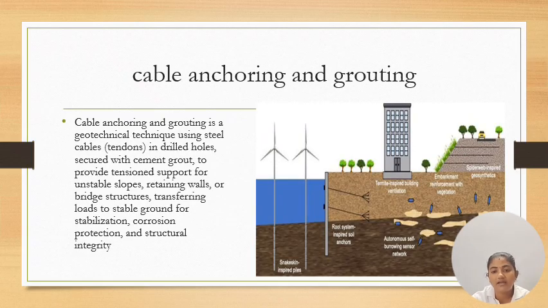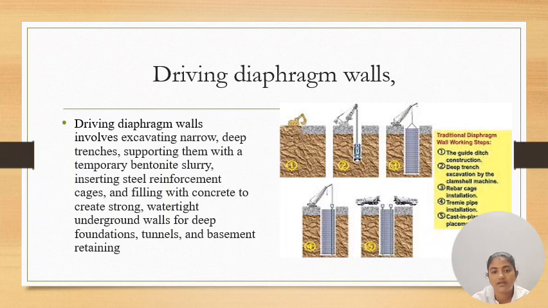And cable anchoring and grouting. If someone is working in water, grouting has to be done to stabilize structures like land structures and drainage areas. The cement grout provides tension support for unstable slopes like retaining walls or bridge structures, transferring loads to the ground for stabilization, corrosion protection, and structural integrity.